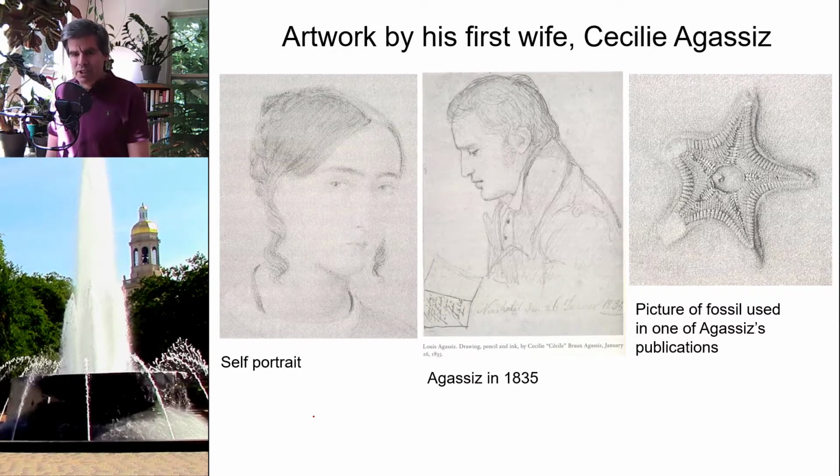Otherwise, people wouldn't see what it was. Now, unfortunately, it seems as though Cecily and Agassiz probably did not have a very happy marriage. She seemed to be depressed sometimes.